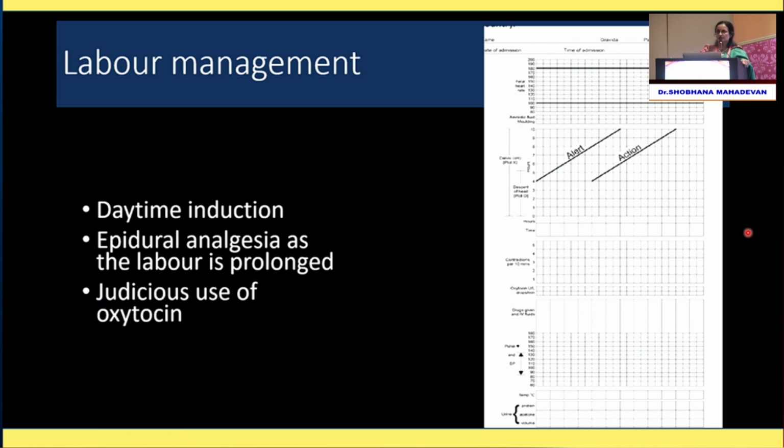And when we use oxytocin, do use it very judiciously. One of the complications of oxytocin, if left unsupervised and given for a prolonged time with an LGA baby, is uterine rupture, and this is definitely a preventable complication. Therefore, when we use oxytocin, we have to be sure whether we are using it for inadequate contractions or whether there is an underlying cephalopelvic disproportion.